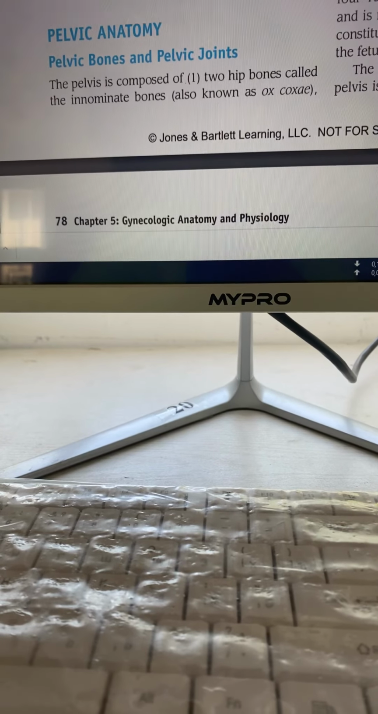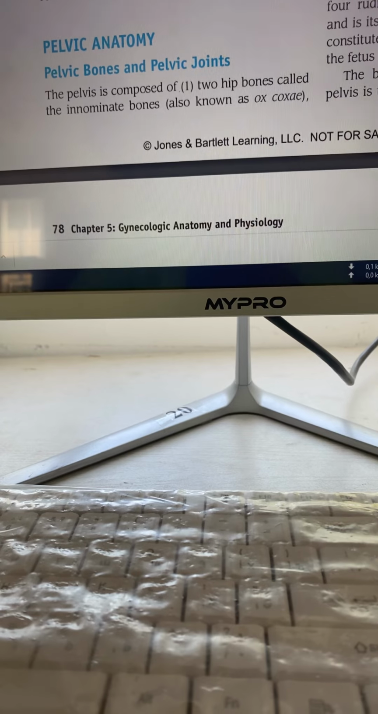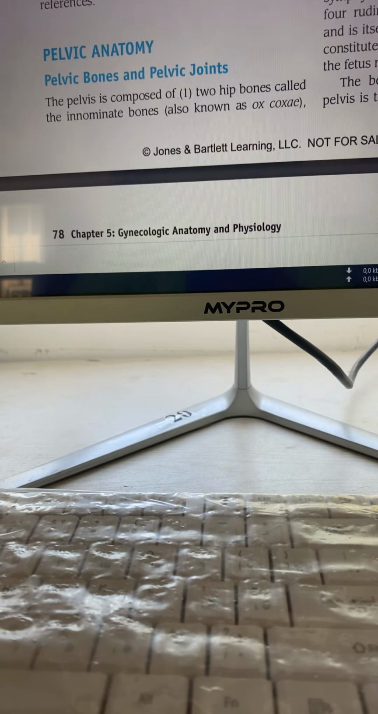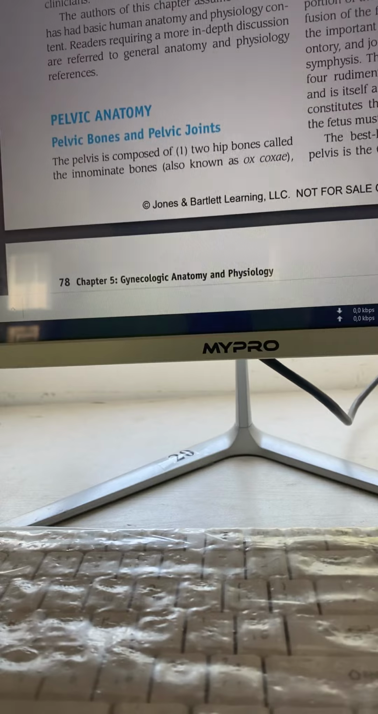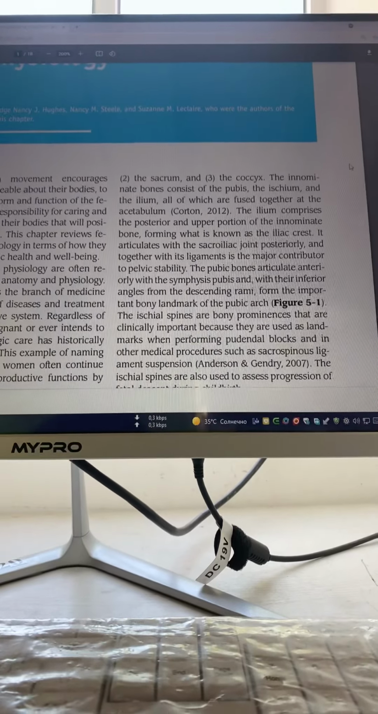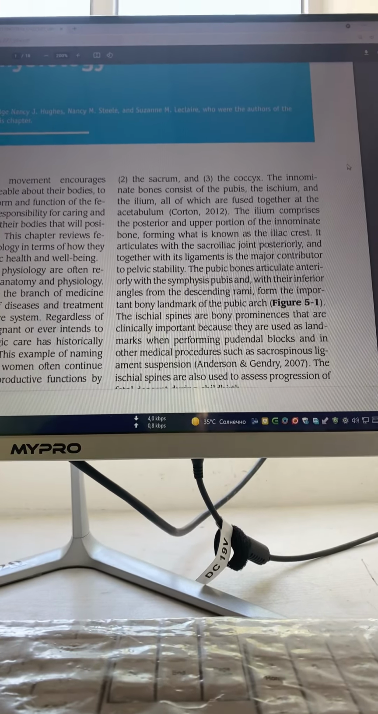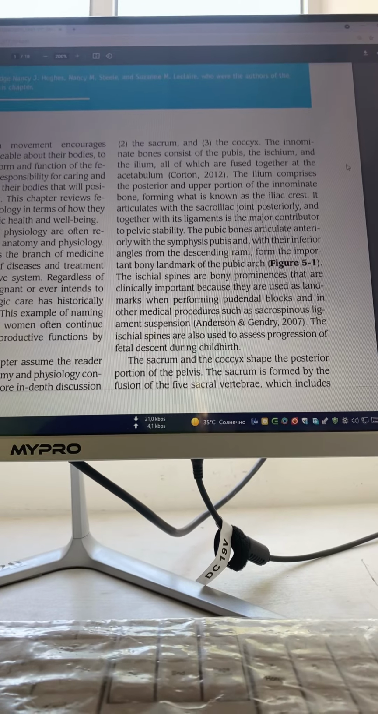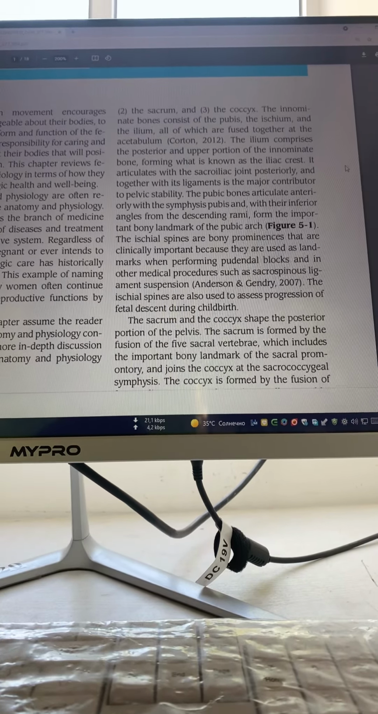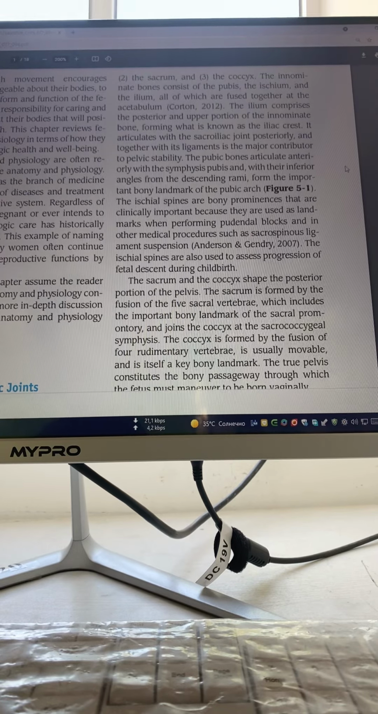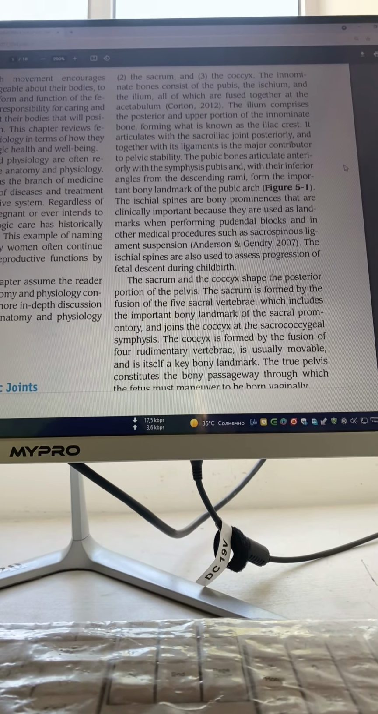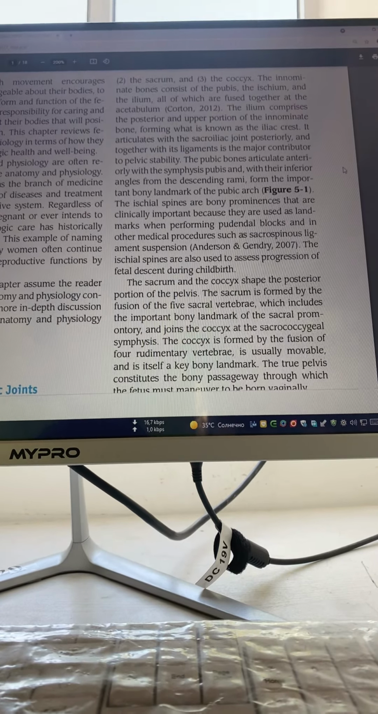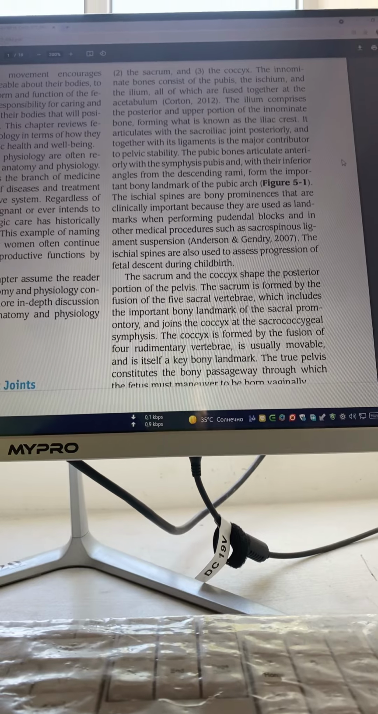The pelvis is composed of two hip bones called the innominate bones, the sacrum, and the coccyx. The innominate bones consist of the pubis, ischium, and ilium, all of which are fused together at the acetabulum. The ilium comprises the posterior upper portion of the innominate bone, forming what is known as the iliac crest.